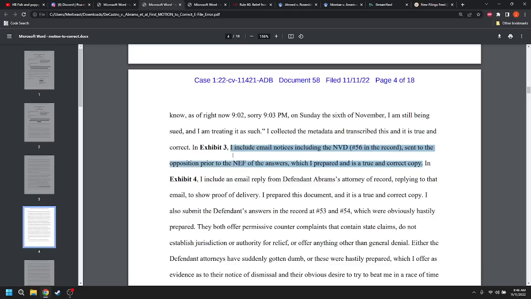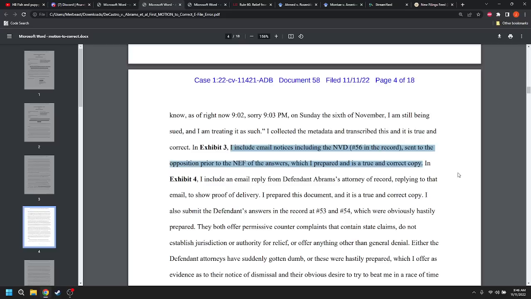Okay, so he emailed them, but he didn't file it. And if you file it, there's an automatic, if you're part of ECF, it serves the opposing party. So they weren't served through ECF, so I don't know how much use that's going to be.